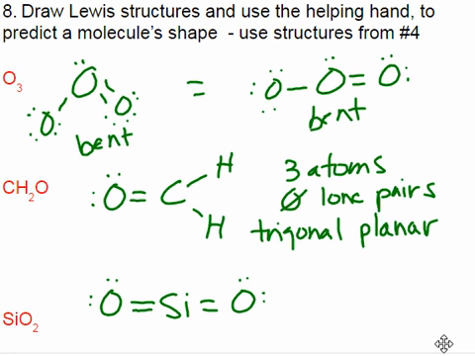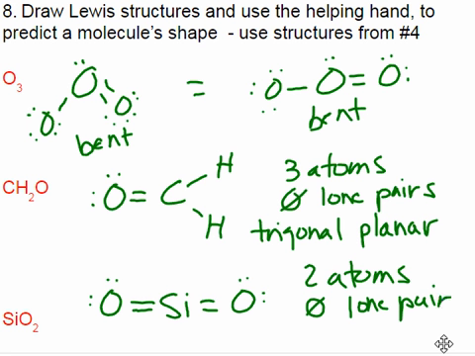Whereas up here, they only form a bent shape. Bent is also called V-shaped. V-shaped is maybe a better way to think of it with that center atom. And then SiO2, looking at the center atom, you've got 2 atoms attached. No lone pair. So unlike the first one where you've got a lone pair bending it, this will be linear. And you will have the chart. You'll have a helping hand, the last page of your test that you can just pull off and use.